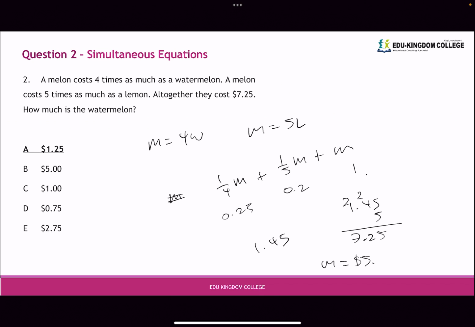Okay, melon equals $5. So we have 1.45 M equals 7.25. So move that over, divide 7.25 by 1.45, M equals 5. Okay, so if M equals 5, how much is a watermelon? So 5 divided by 4, which is $1.25.